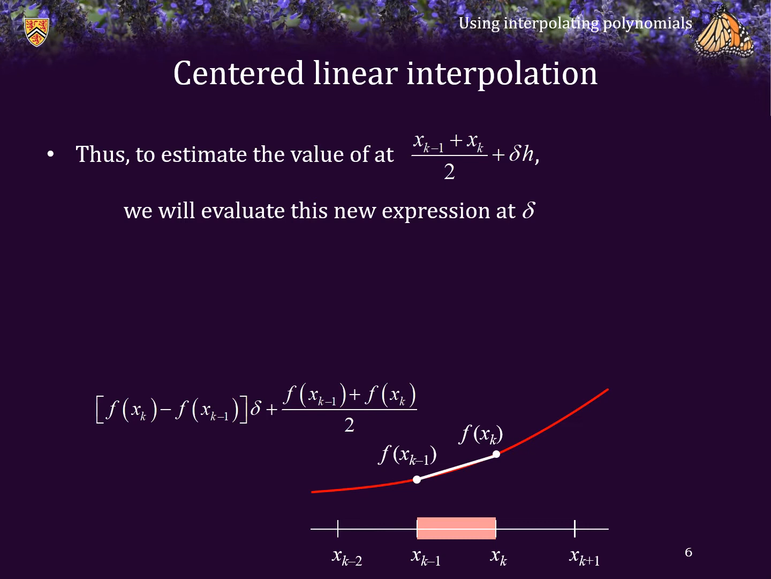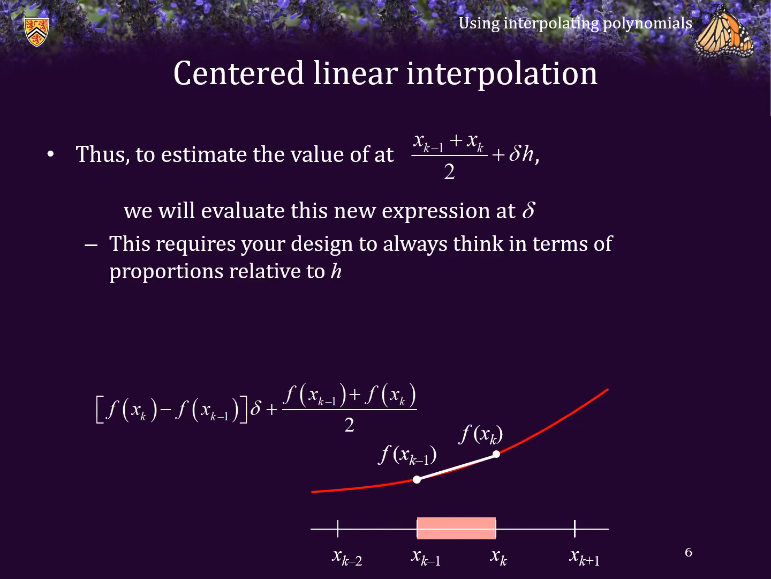Consequently, every single value of delta between negative 0.5 and positive 0.5 expresses some point on the interval from x sub k minus 1 to x sub k. So basically, now when you're programming your embedded system or whatever other system which is using this data, you have to always program it to think in terms of the proportions of the step size. How much are you away from the midpoint relative to the step size?